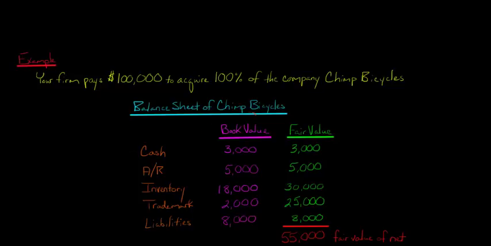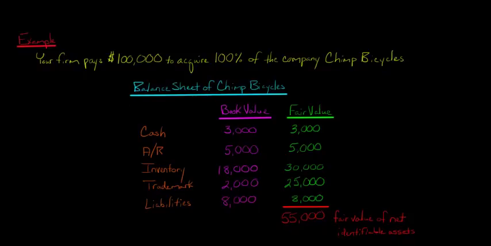Okay, we've got the book values, but what we really care about, and this is just review on how to calculate goodwill, is the fair value, because we're going to take the fair value of the net identifiable assets, and that's basically everything except goodwill. So the $3,000 of cash, $5,000 accounts receivable, $30,000 fair value of inventory, and then $25,000 fair value of the trademark. We're going to take all those, subtract the liabilities. That gives us $55,000 for the fair value of the net identifiable assets.